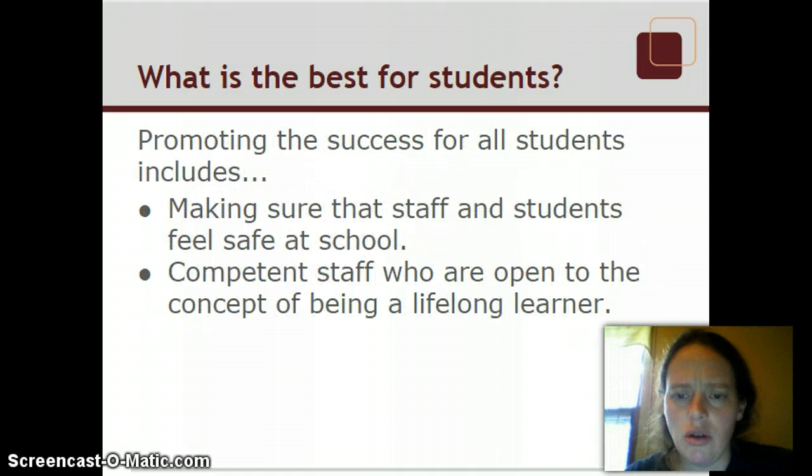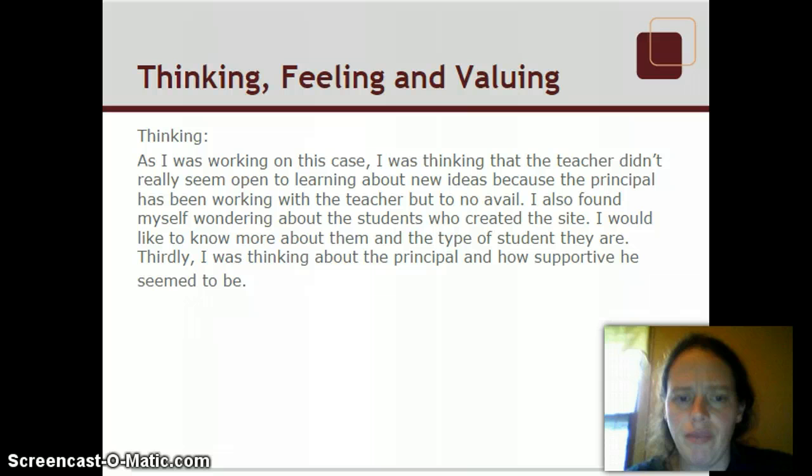Also, it is best for students when it's made sure that staff and students feel safe at school. Also, competent staff need to be there and also be open to the concept of being a lifelong learner.